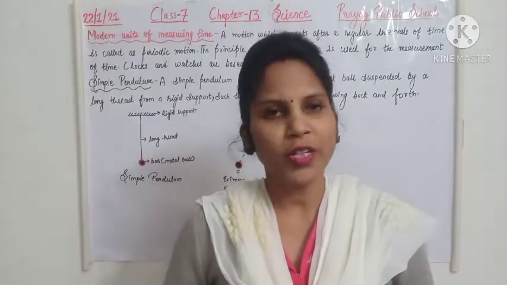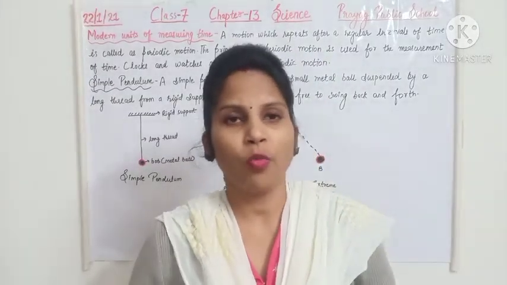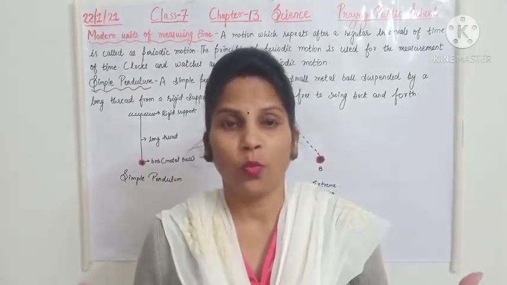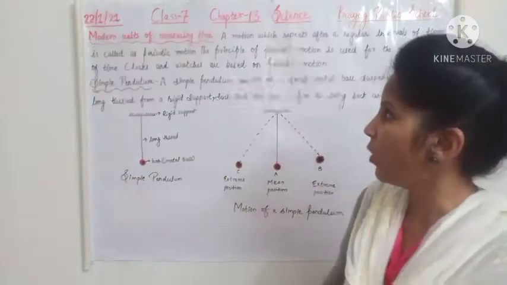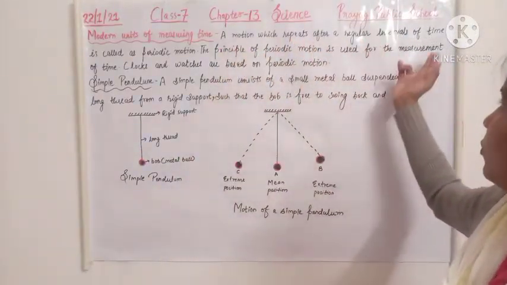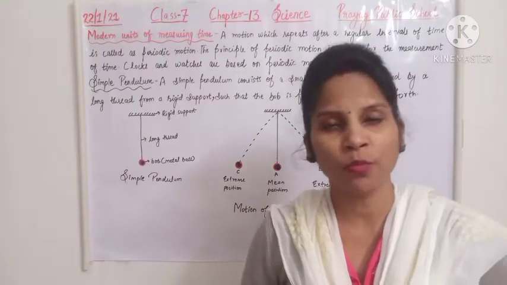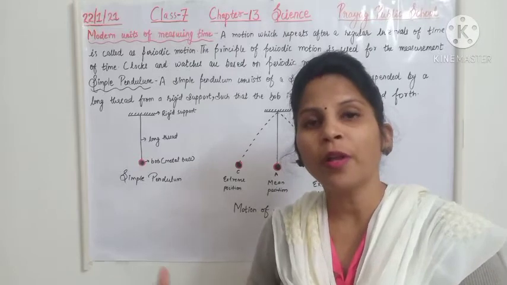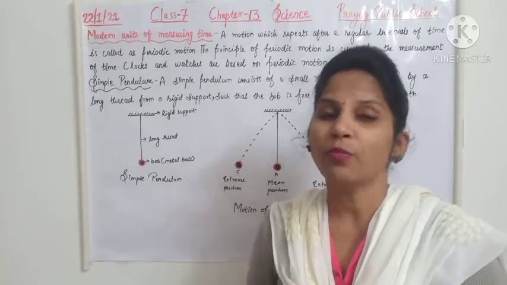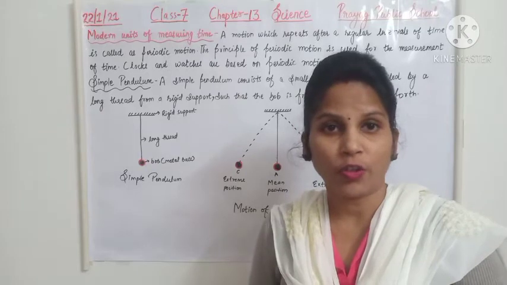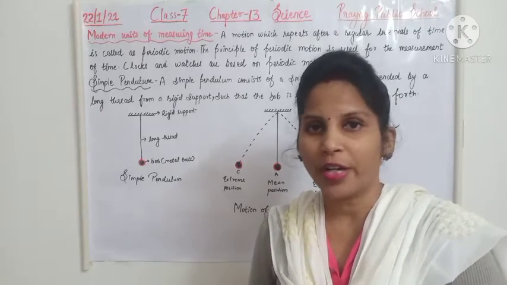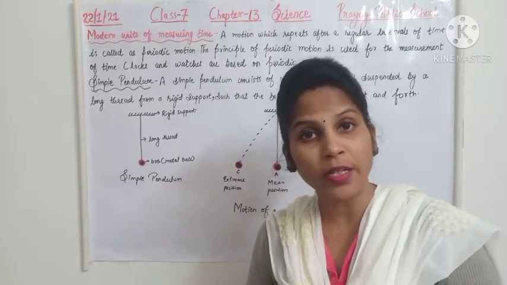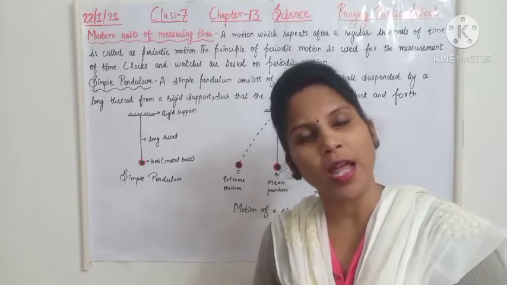Modern units of measuring time. In modern times we measure time with the help of clocks and watches. Now a motion which repeats after a regular interval of time is called periodic motion. For example, there are a lot of periods in our school that happen for a regular duration. Suppose one period lasts 40 minutes. After that, the second period, third period and fourth period and so on.